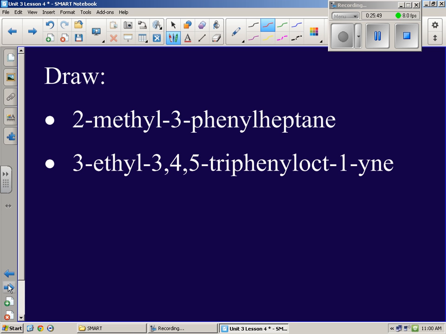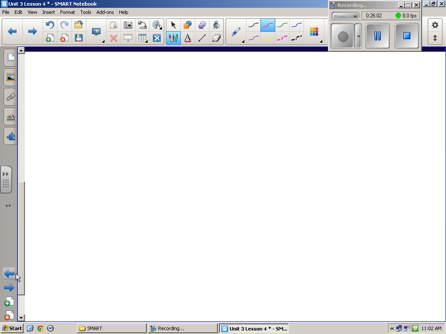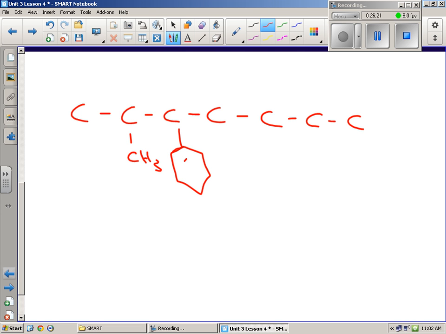Go ahead and draw those. And yeah, we'll give you a little bit of time. Okay, so when you're doing these, look here. That's where you need to start. Heptane, that's 7 carbons in a row, single bonds. 1, 2, 3, 4, 5, 6, 7. On the 2, you have a methyl, and on 3, you have a phenyl. So let's put a methyl group on here, and on 3, I'm going to put a phenyl group on here, and I'll fill in the rest with H's, of course. Like so. Okay, so that should be your 2-methyl-3-phenyl heptane.